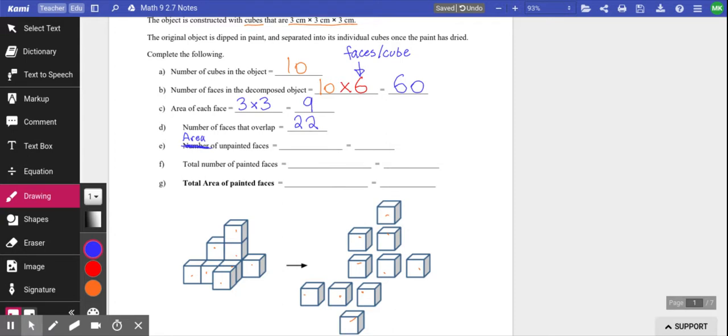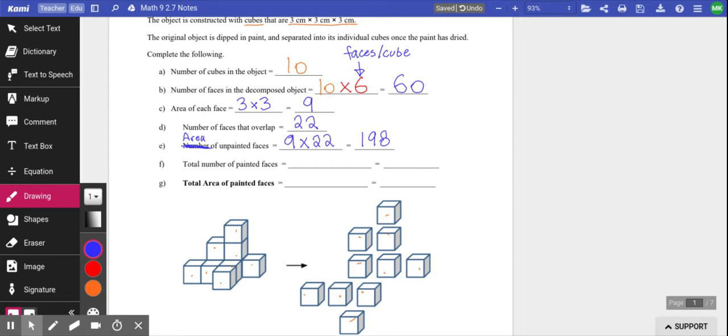The area of the unpainted faces, or the overlap, would be the area of one face. One face was 9 times the number of unpainted faces, which is 22. Oh, thank you. 198. So those numbers, the 9 and the 22. 9 was the area of one face. 22 was the number of unpainted faces that I had. That's all the overlap spots.